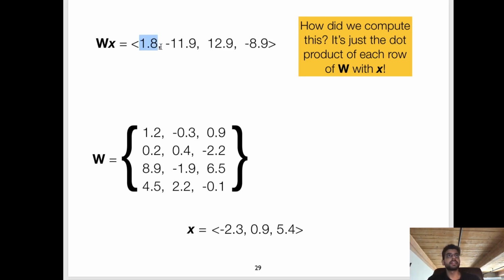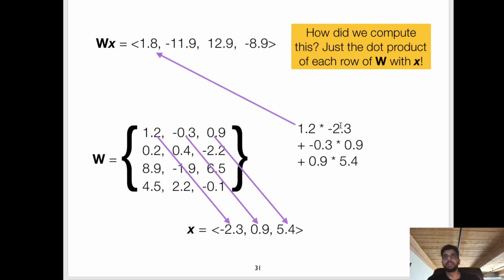But let's look at how we got this 1.8 number. So I'm multiplying each value in the first row with the corresponding dimension in my prefix representation, right? So I get 1.2 times negative 2.3, right? This is the feature weight for the first dimension of the prefix representation. Similarly, I add that to minus 0.3 times 0.9 and 0.9 times 5.4. And so this is essentially just the dot product of the first row in this weight matrix with the prefix representation. And that's how I get the first dimension of this matrix vector product.